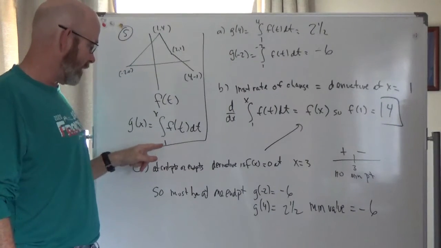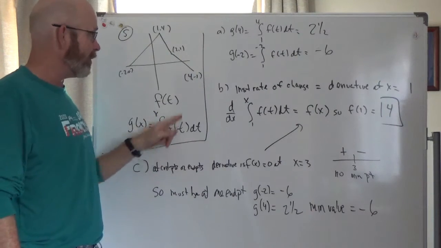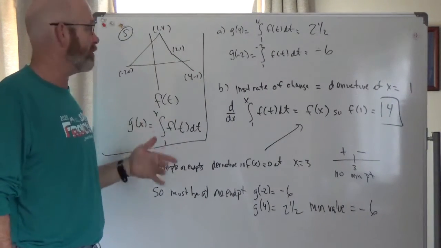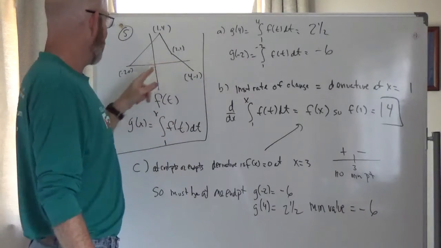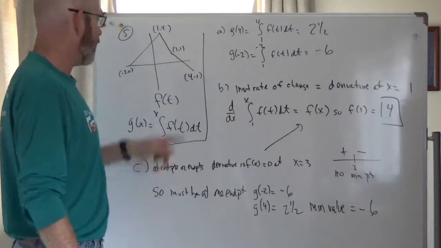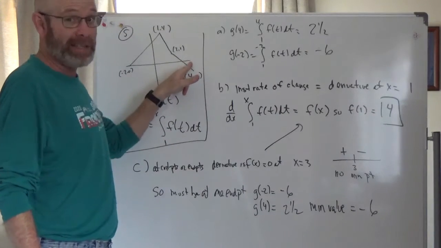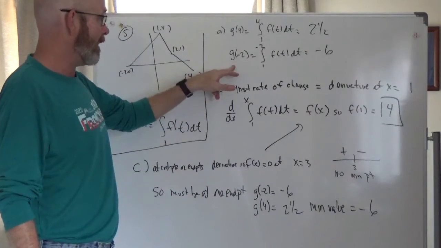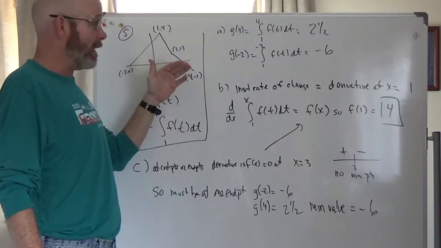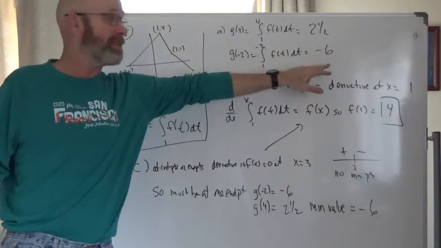So g of 4 is just the integral from 1 to 4 of f. G of negative 2 is the integral from 1 to negative 2. They're just area under the curve. So I didn't really show you any work. But from 1 to 4, it's just some triangles. Area is 2.5, and anything underneath is a negative area. And then negative 2, we're going 1 to negative 2. It's all positive area, but it's going backwards, so hence the negative 6.